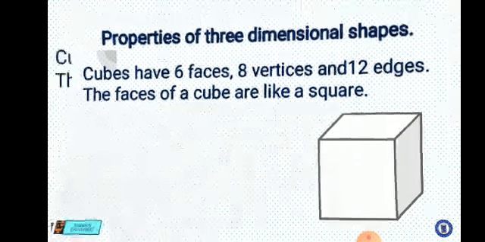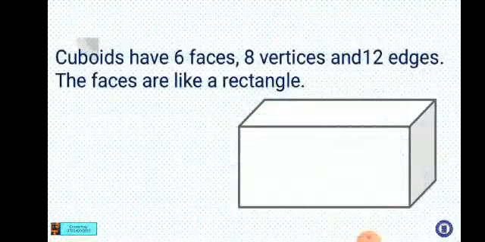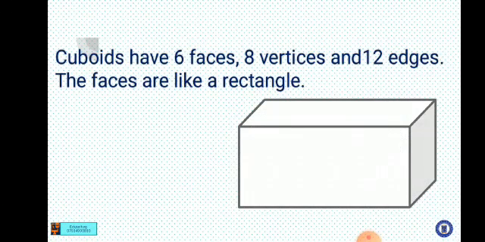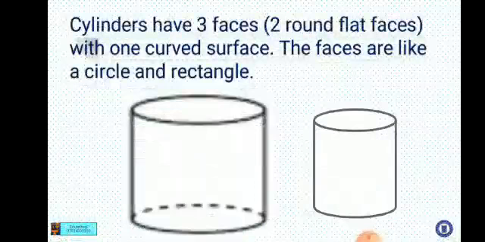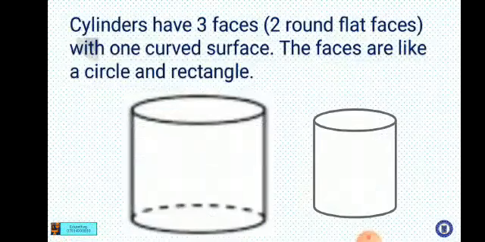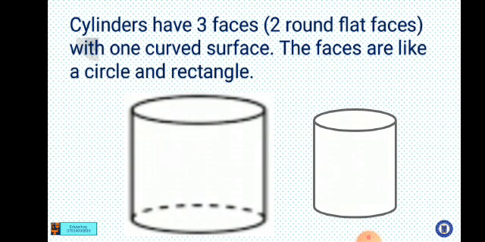The second one is cuboids. Cuboids have 6 faces, 8 vertices, and 12 edges. The faces are like a rectangle, and the diagram is shown below. Then the third one is cylinders. Cylinders have three faces, that is, two round flat faces with one curved surface. The faces are like a circle and rectangle.